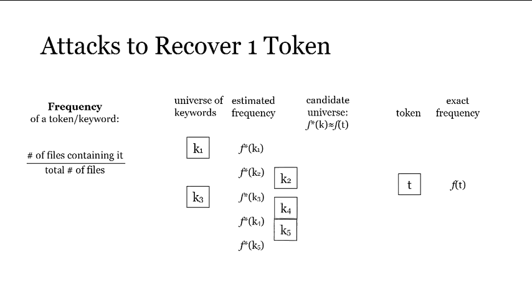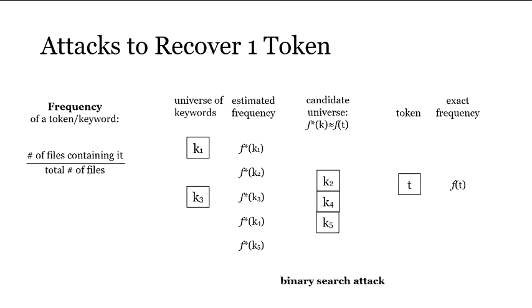Then based on the constraint that the estimated frequency should be somehow close to the exact frequency, the server can select a subset of 2T keywords as a candidate universe, and then launch the binary search attack on top of this candidate universe. In this way, all the injected files will be shorter than T keywords each. And later experiments will show that this attack works with very good probability.